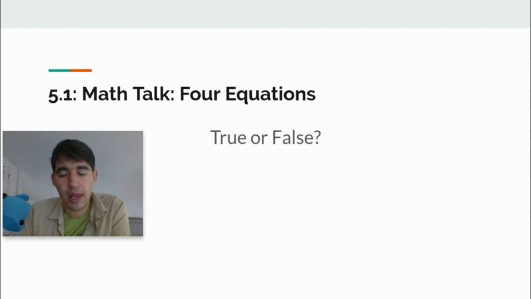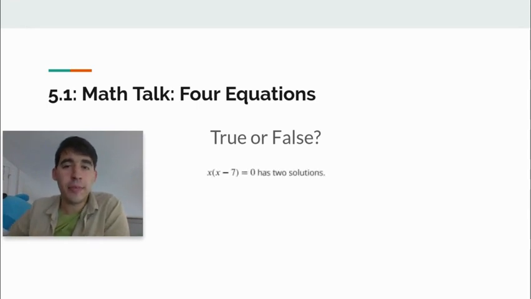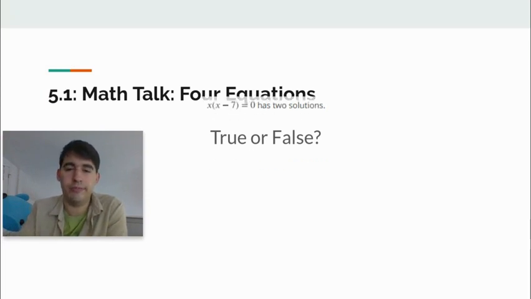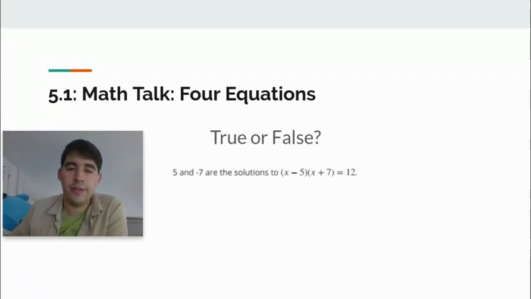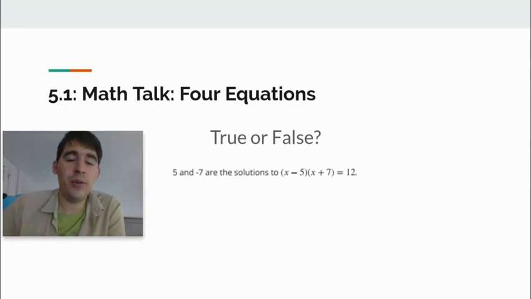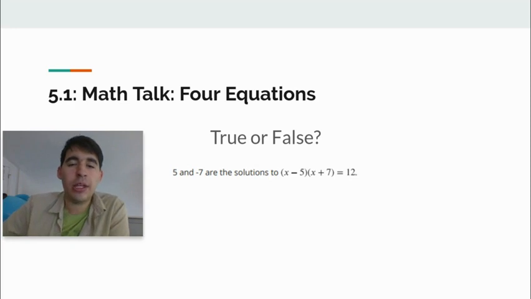Next up, x times x minus 7 equals 0 has two solutions. This one is true. X equals 0 and x equals 7 are both solutions to this equation. Last one, 5 and negative 7 are solutions to this equation. This one is false. If you plugged in 5 into this equation, for example, you would get 0, not 12. And if you plugged in negative 7 into this equation, you would get 0. So this one is also false.